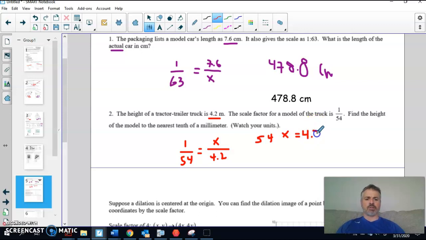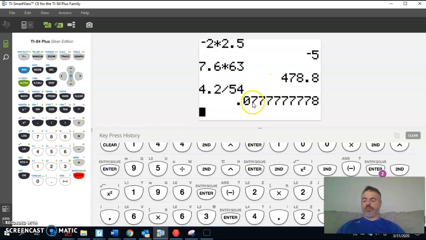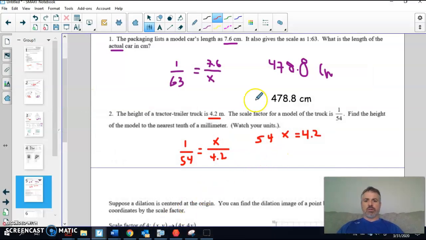All right, so next I've got to divide by 54. So 4.2 divided by 54. Then you get 0.077. You've got to remember that that's in meters. So let me write that down. 0.077.